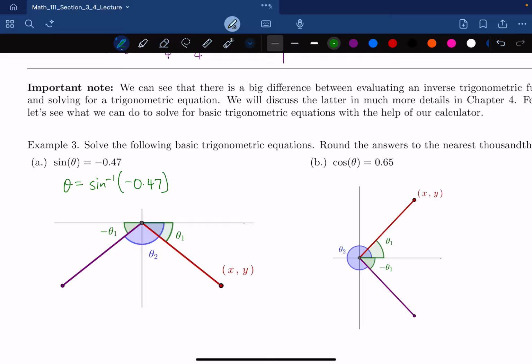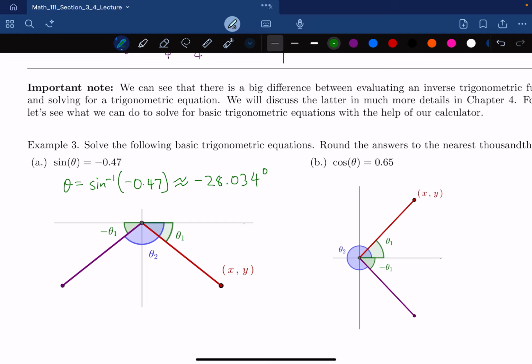Okay? So if I punch in sine inverse of negative 0.47, the answer I'm going to get is approximately negative 28.034. A number this quote unquote big, 28, basically has to be in degrees. Because if you think about it, radian answers are actually really small, because 2 pi is just 2 times 3.14. It's actually just 6 something. So 28 is huge in that respect.